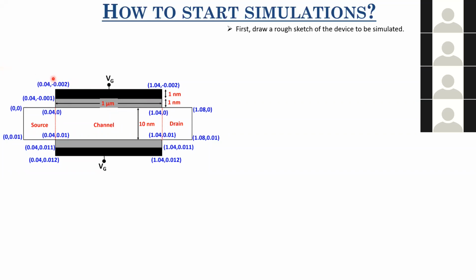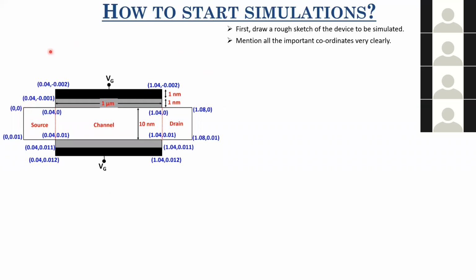So what we exactly have to do is specify the coordinates in these TCAD simulators. First, we have to mention all the coordinates very clearly in the rough sketch. Typically, the left end of the device is taken as the origin. So here I've taken this as the origin. Everything on top of this is negative and everything on the bottom of this is positive.